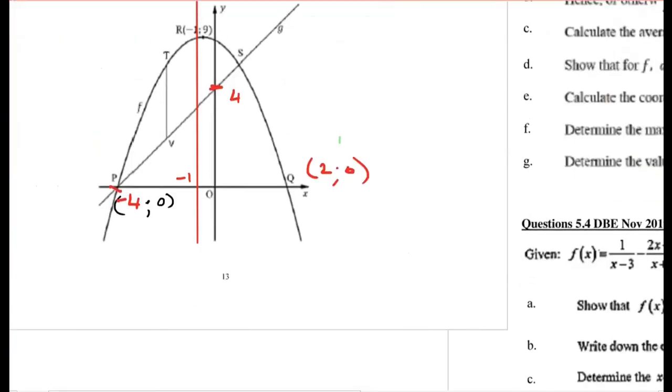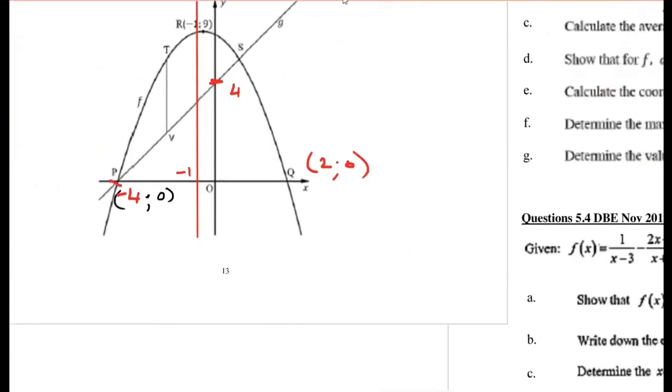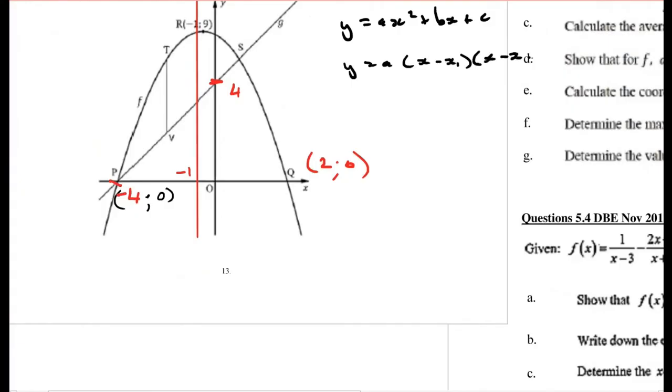Okay, here we go. So here are my options for my parabola. Y equals ax squared plus bx plus c. And y equals a(x minus x1)(x minus x2). And y finally is a(x minus p) squared plus q. Which formula are we going to sub into?